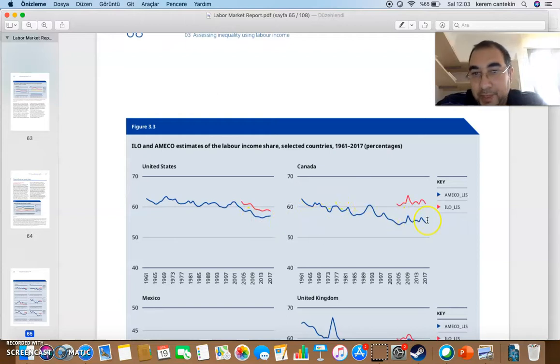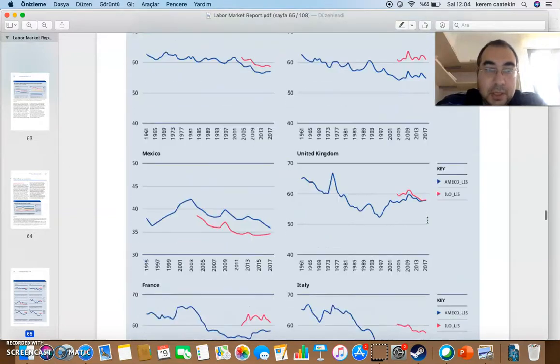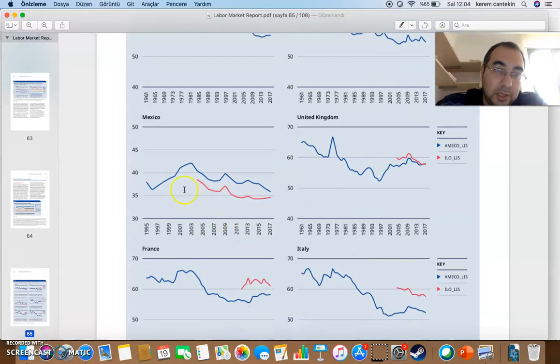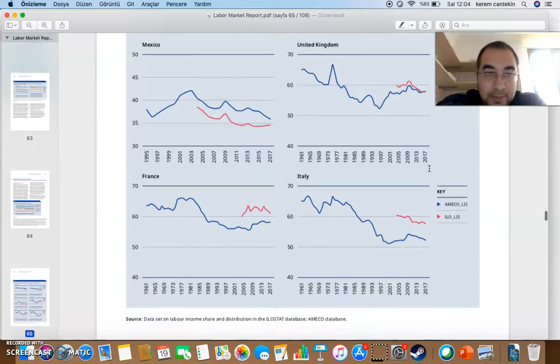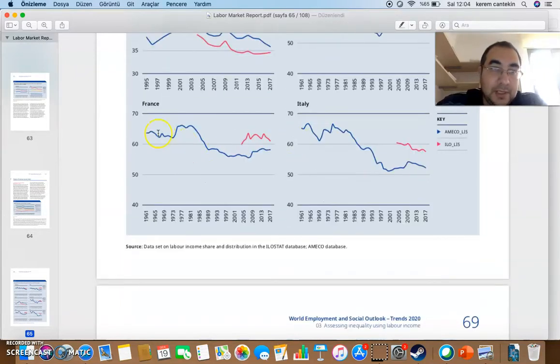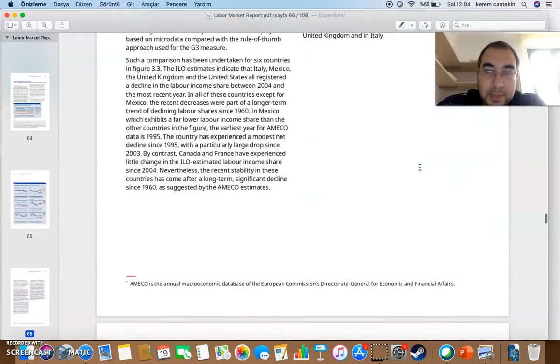In Canada, a similar trend is visible. In Mexico, the 2000s were the peak, but then you have a decrease. In the United Kingdom, you have a drastic decrease, then an increase, and then a stabilization. In France, you have a decrease and then a stabilization after the 1990s. In Italy, again, a drastic decrease and then a stabilization around 50%.